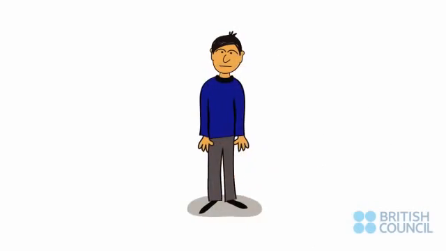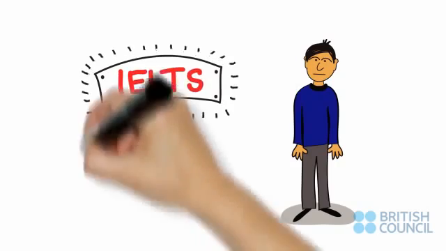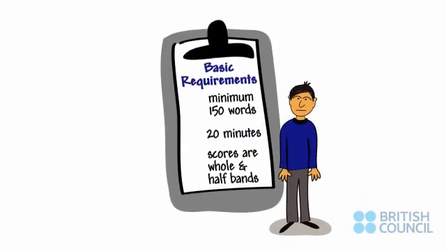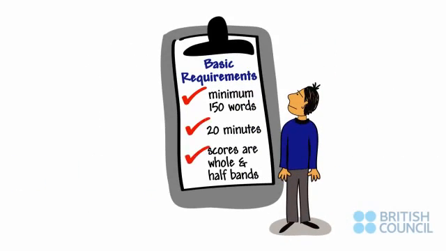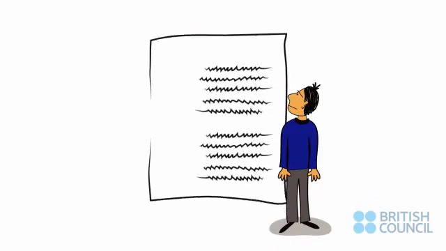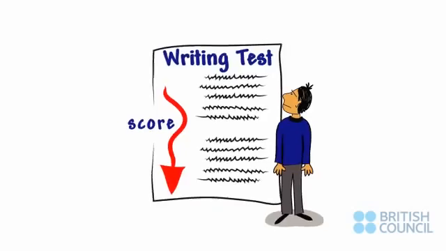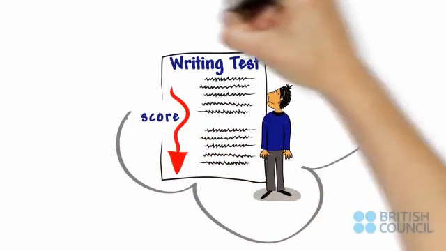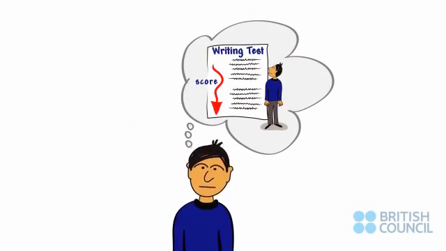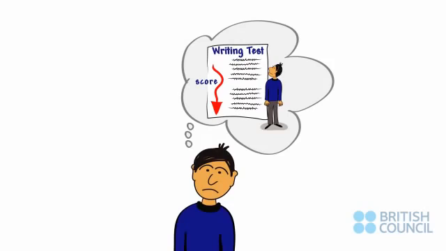Meet Yo Ching. He is preparing for the IELTS writing test. He knows the basic requirements, but has taken the IELTS writing test before and not achieved the score he wanted. He realizes he has been doing some things in IELTS writing task 1 that don't work.